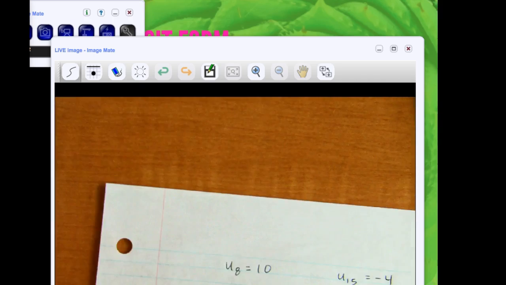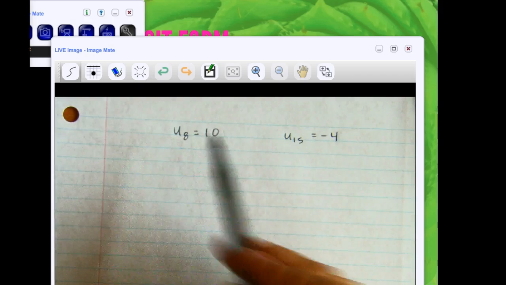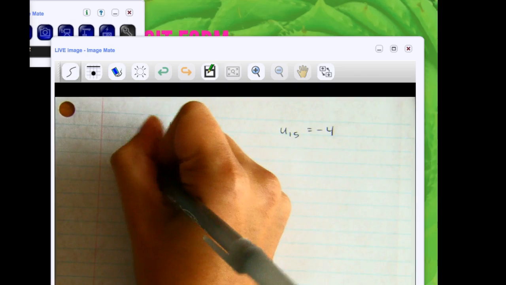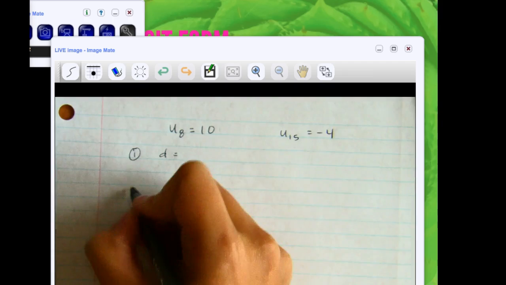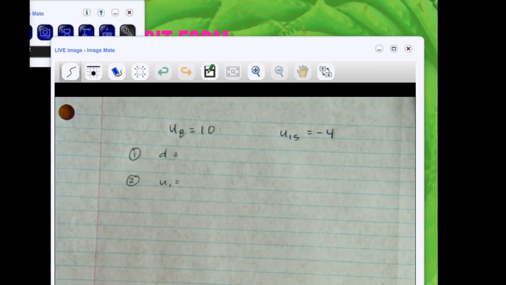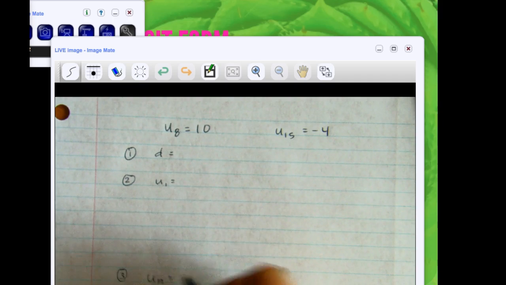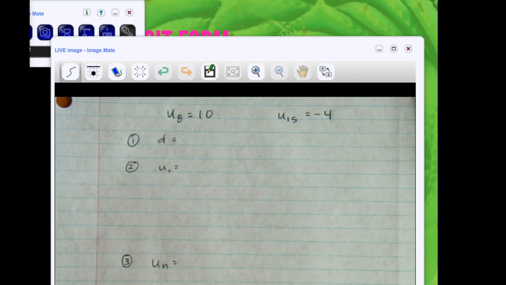Okay, one last example. Now you're going to try if I've got u sub 8 and u sub 15. Start with your common difference. And then you're going to find or figure out what u sub 1 is. And then lastly, you're going to tell me what is u sub n equal to. And that's the end of this lesson. Good luck solving. We'll talk about it after you're done.